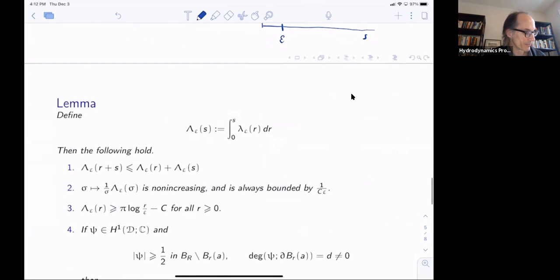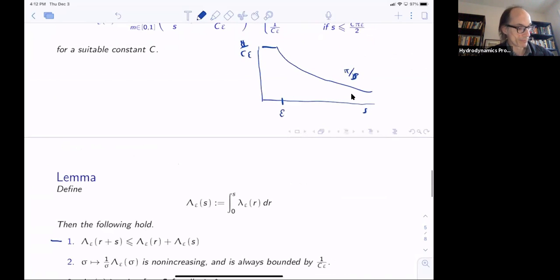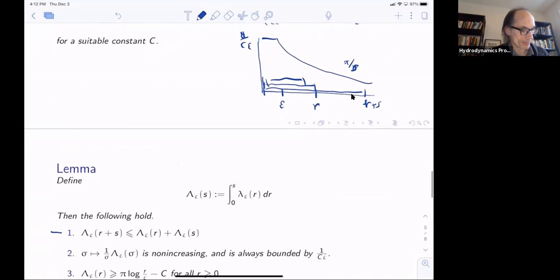It has some properties we can easily see. First of all, this is true for any non-increasing function. If I integrate from 0 out to r plus s, the integral from here out to there will be smaller than the integral from here to r plus the integral from here to s. Sort of obvious, due to the decreasing nature of the function.